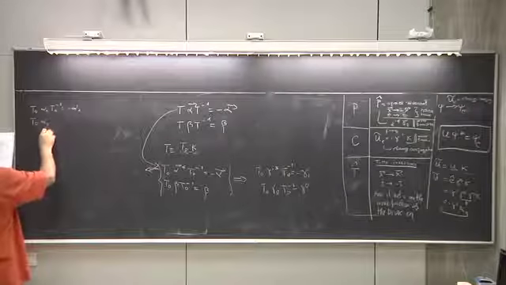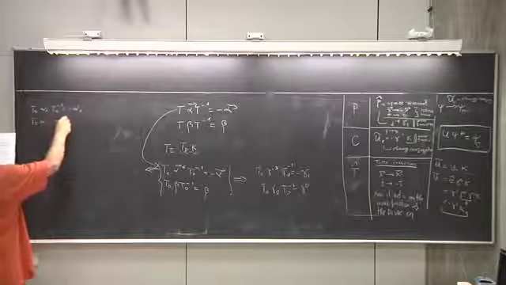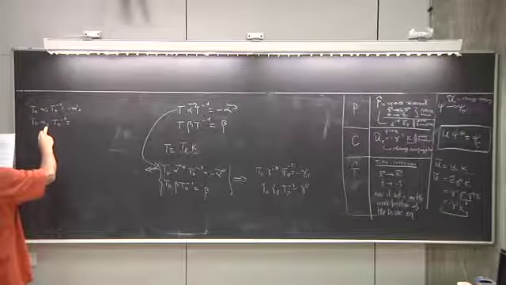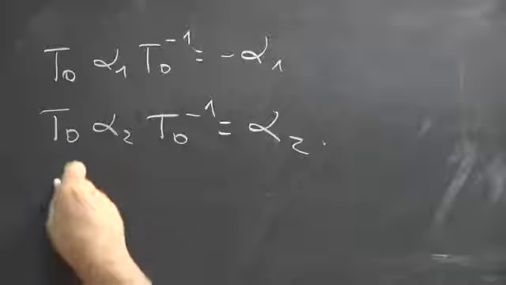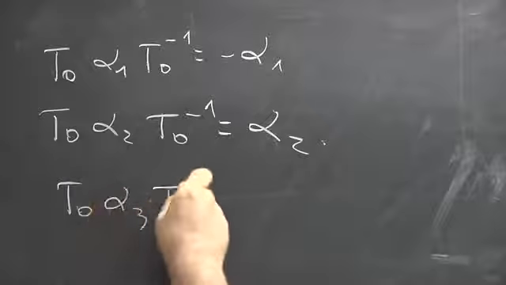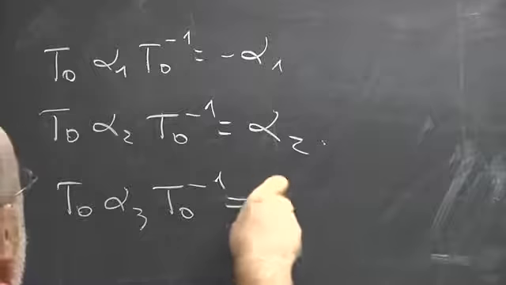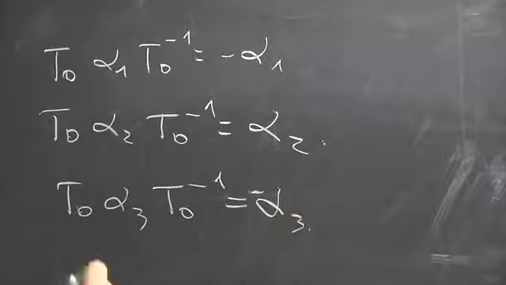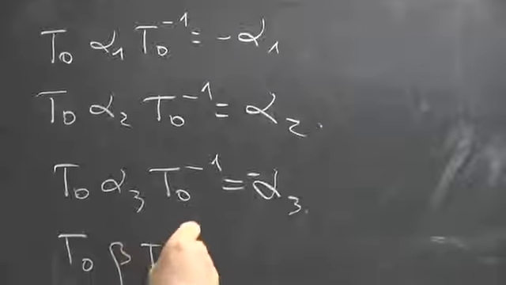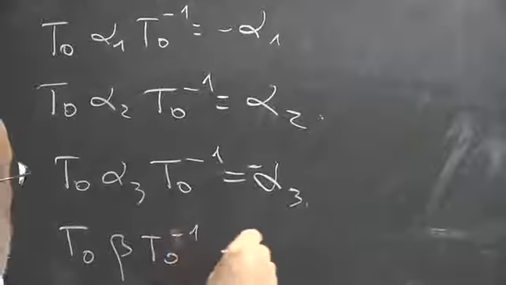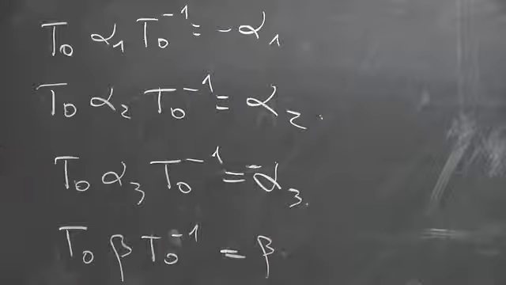Alpha 2 is the only one that is imaginary. So as it is imaginary, it changes sign. I have a minus sign, so I get a plus sign. T0 alpha 3 T0 to the minus 1, alpha 3 is real, so I get minus alpha 3, and then I have beta equal beta. Okay, so these are the 4 relations that T has to satisfy.